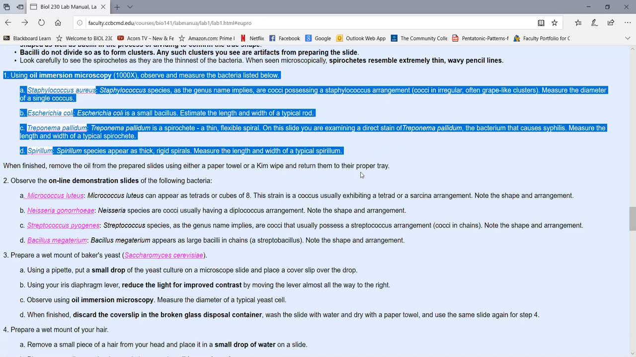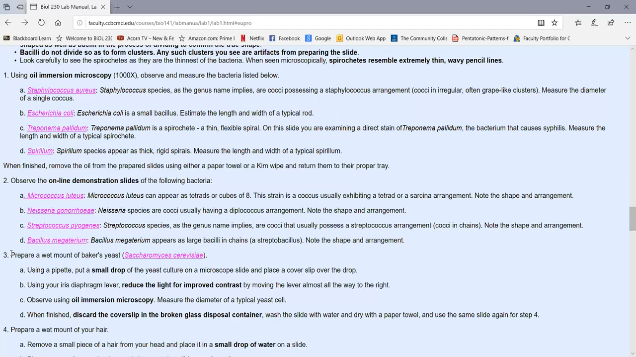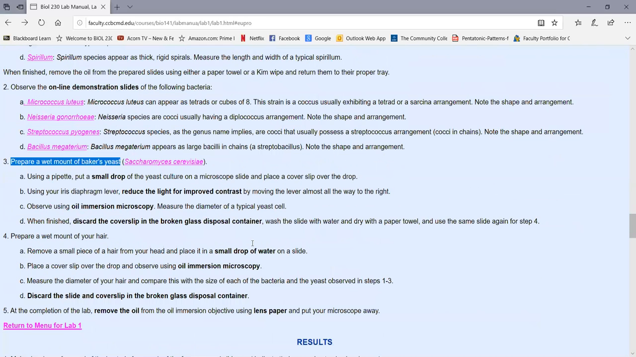And take one slide at a time. When you're done, return that, grab another one till you've seen all four of them. You don't have to do that in any particular order. Then try to get through step three, make a wet mount of baker's yeast, Saccharomyces cerevisiae.